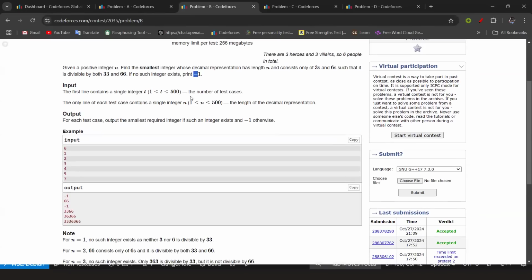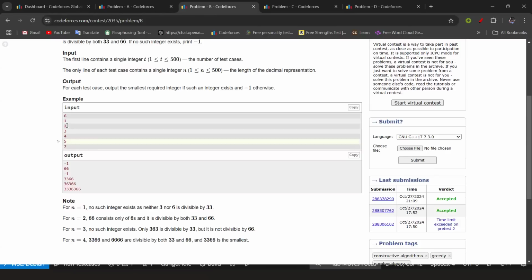Okay, so basically here you are given n. What you need to find is the smallest n-digit integer that consists only of 3s and 6s. The digits it has are only 3 and 6, no other digits are allowed, and that complete number is divisible by both 33 as well as 66. If no such number exists, then print -1. Otherwise, you need to find the smallest such number.